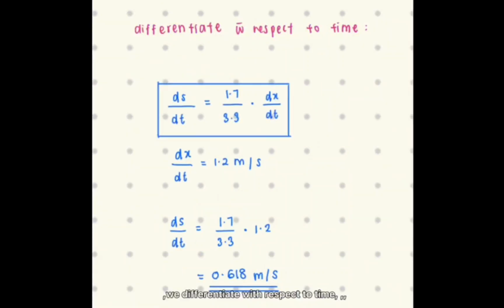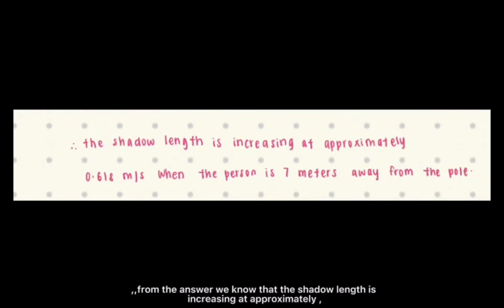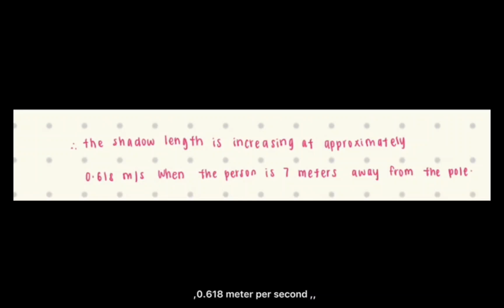And now, we differentiate with respect to time. And from the question we know that dx over dt is 1.2 meters per second. From that we know that ds over dt is equal to 1.7 over 3.3 times 1.2. And the final answer is 0.618 meters per second. From the answer we know that the shadow length is increasing at approximately 0.618 meters per second when the person is 7 meters away from the pole.